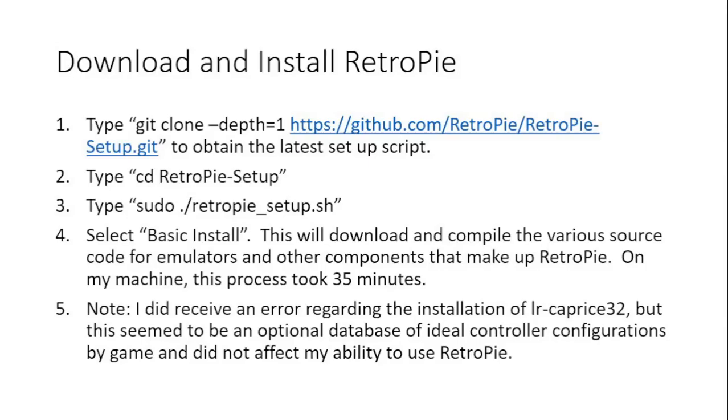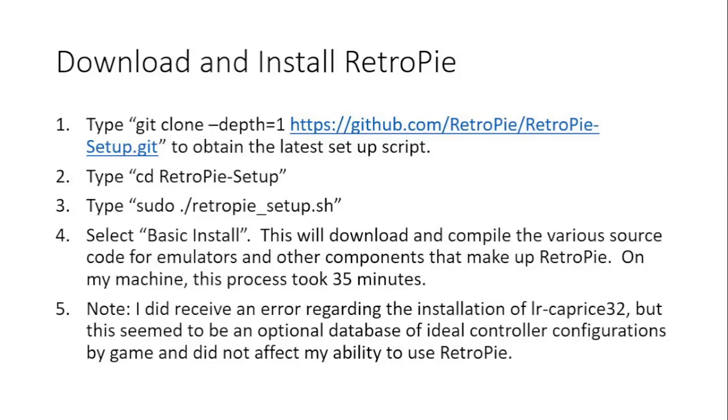Then we're going to change into the directory that we just cloned by typing in cd retropie-setup, and then we're going to run the RetroPie setup script as root by typing in sudo ./retropie_setup.sh. We're going to press enter and it's going to load a text-based GUI, or graphical user interface. We're going to select the basic install command. This will download and compile the various source code for emulators and other components that make up RetroPie.